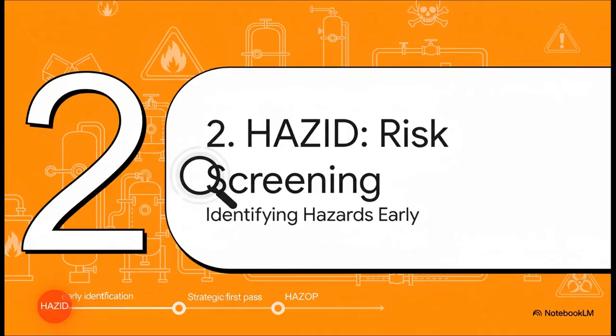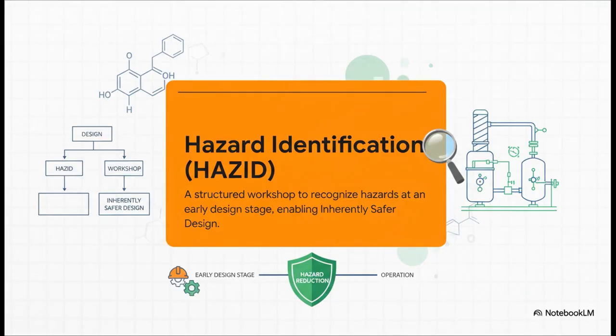I want you to think of this as the high-level strategic first pass. It's an absolutely critical tool for catching major hazards as early as humanly possible in a project's life. At its core, a HAZID is a structured workshop. It's where you get a cross-functional team in a room to identify hazards before they get locked into the design. And its real power, its greatest value, is that it enables what we call inherently safer design.